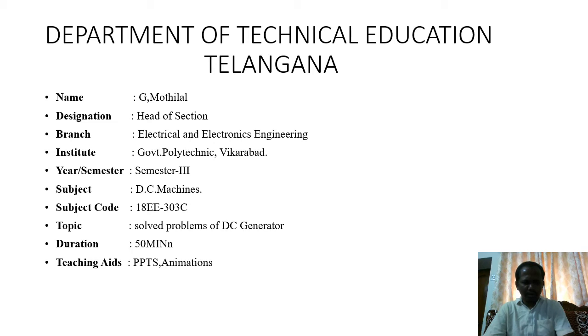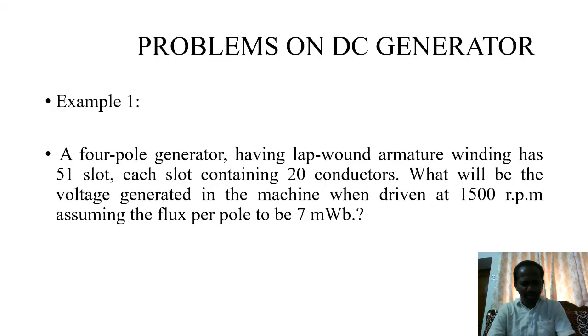Today's class we are going to discuss problems on DC machines related to the classification of DC machines: series generators, shunt generators, compound generators, and the related examples. Before we discuss, let us remember the derivation of types of generators: shunt generator, series generator, compound generator, long shunt compound, and short shunt compound.